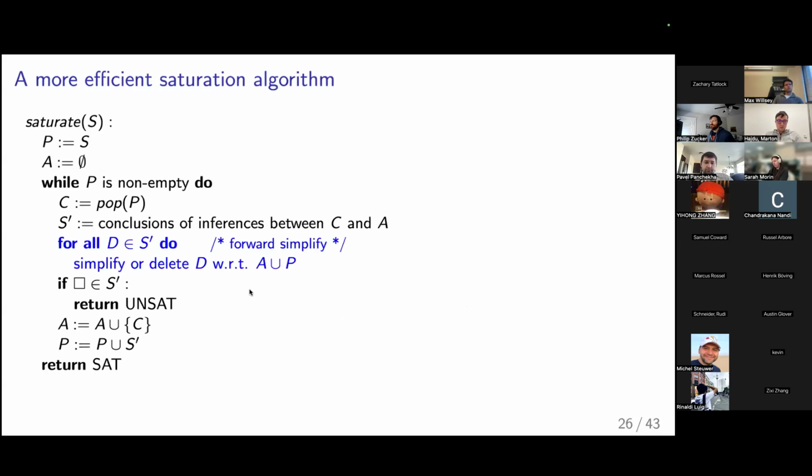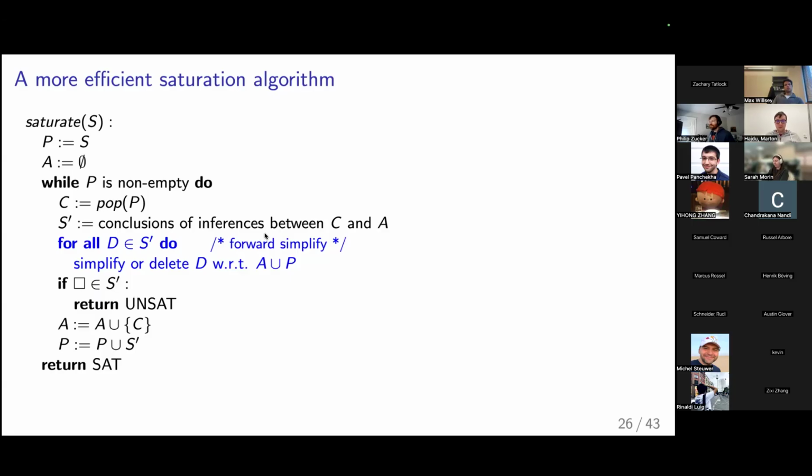Okay, and to introduce some simplifications into our saturation algorithm, we can do the following, which will be called forward simplification. After getting the conclusions of all inferences between C and A, you can just go over them and eagerly simplify or delete them with respect to the current active and passive set. It is called forward simplification because we simplify or delete the freshly generated clauses with the old, already retained clauses.